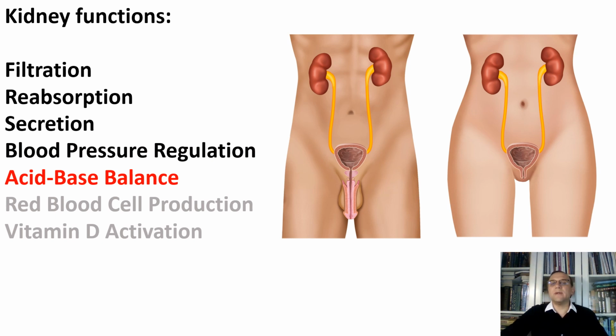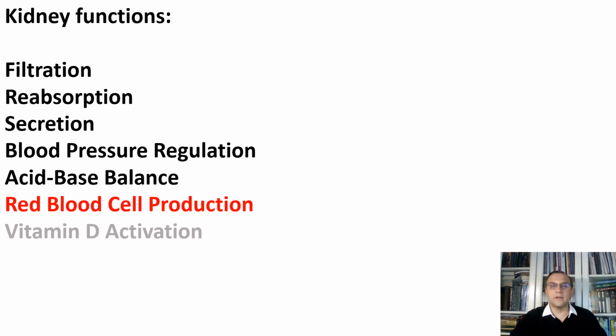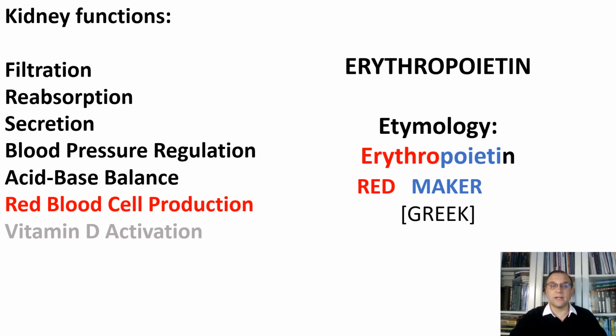The kidneys help maintain the pH balance of the body by excreting hydrogen ions and reabsorbing bicarbonate. This regulation is important for proper functioning of the cells and enzymes. The kidneys produce a hormone called erythropoietin, which stimulates the bone marrow to produce red blood cells. Red blood cells carry oxygen throughout the body, and their production is essential for maintaining adequate oxygen levels.